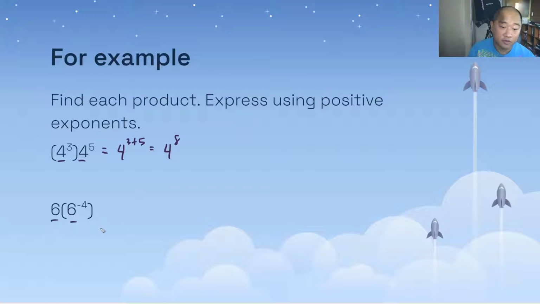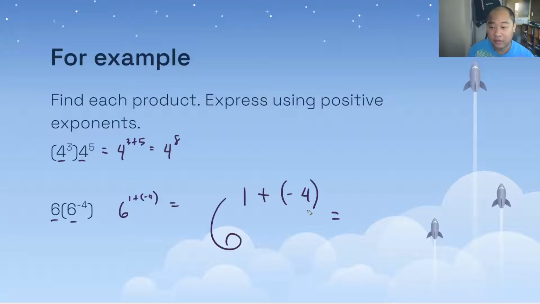Here again, we have two of the same base, 6, and this time we have 6 to the power of 1 times 6 to the power of negative 4. All right, I'm going to write this bigger. 6 to the 1 plus negative 4. And so 1 plus a negative 4, you could just subtract these two, right? 4 minus 1 is 3. And which number has a greater absolute value? 4 does. And 4 is negative, so negative wins.